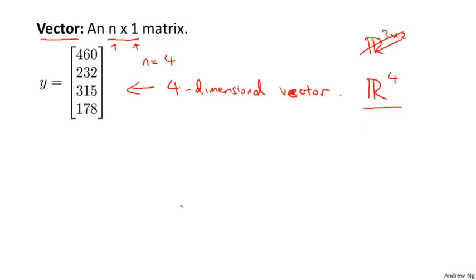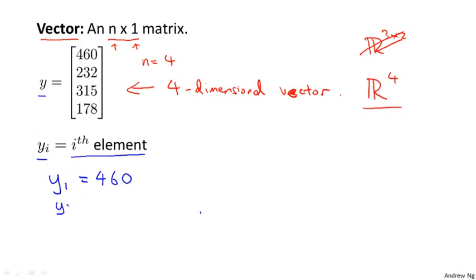Next, let's talk about how to refer to elements of the vector. We're going to use the notation yi to refer to the ith element of the vector y. So if y is this vector, y subscript i is the ith element. So y1 is the first element, equal to 460. y2 is the second element, 232. That's the first, that's the second. y3 is equal to 315, and so on. And only y1 through y4 are defined because this is a 4-dimensional vector.